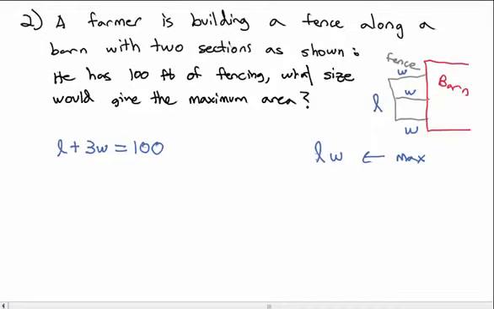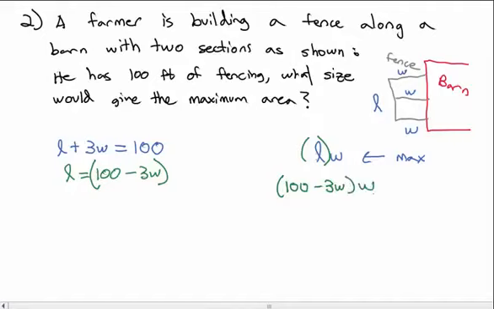Again, let's solve for one of the variables. Let's get the L alone, because that'd be the easiest. No fractions. L is 100 minus 3w. And so we can take that 100 minus 3w and replace the L in our maximization problem. We've got 100 minus 3w times w. And very similar to the number problem we just solved before, when we distribute and put things in a different order, we have negative 3w squared plus 100w.